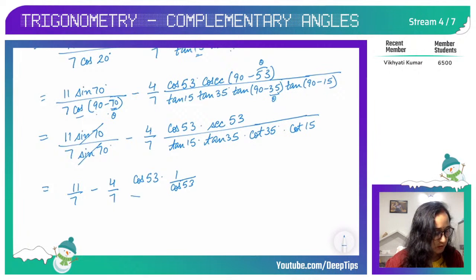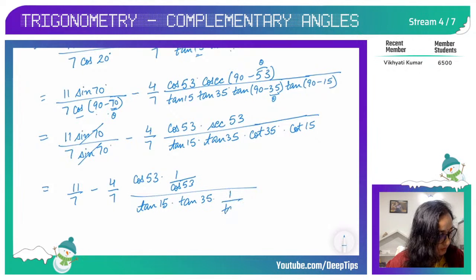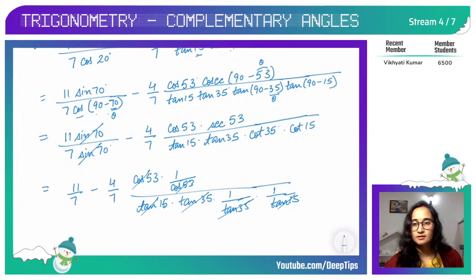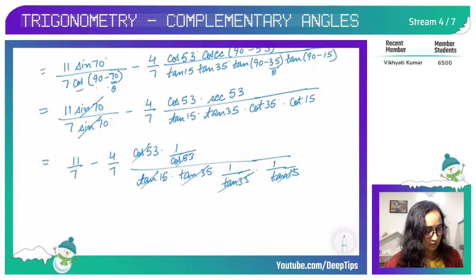And what is the reciprocal of tan? That is cot. So here these two as it is, and this cot 35 can be written as 1 by tan 35, and this cot 15 can be written as 1 by tan 15. Now if you see here, these can get cancelled, cancelled and cancelled. So now we have 11 by 7 minus 4 by 7.